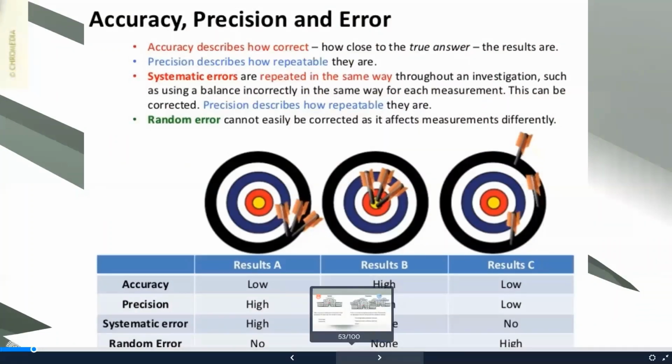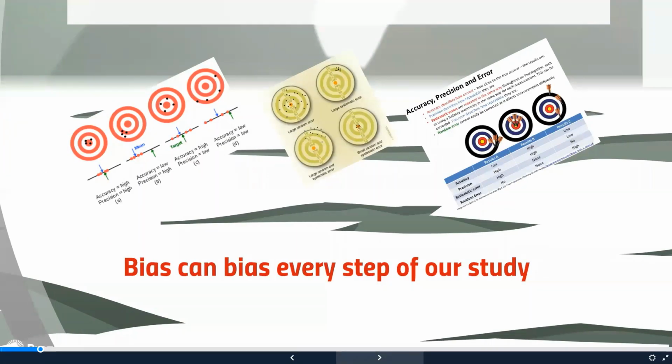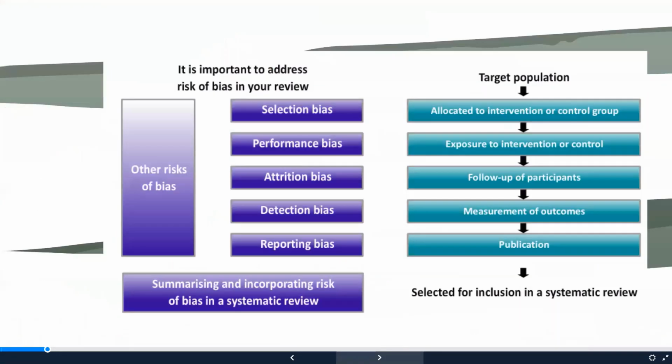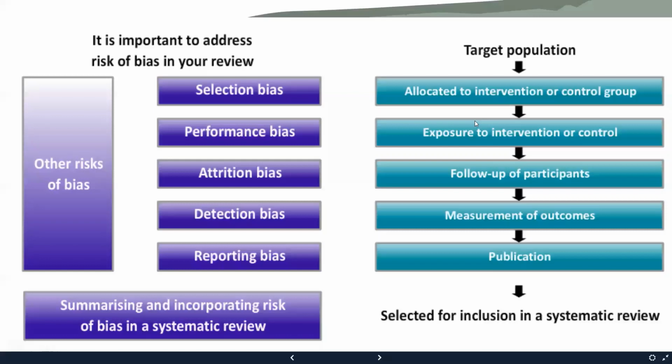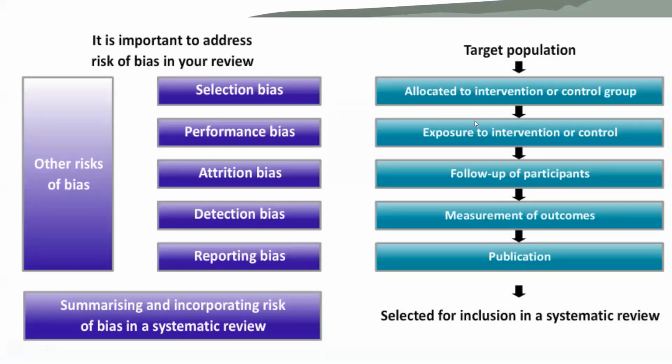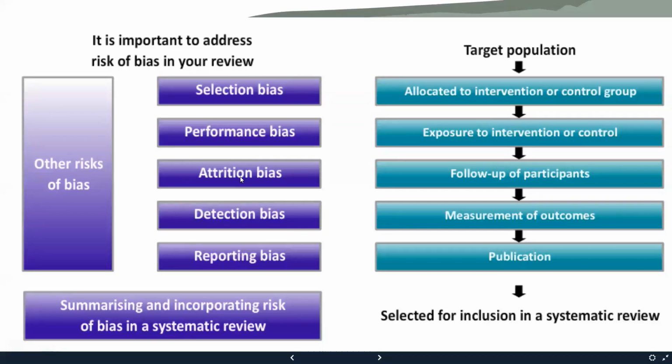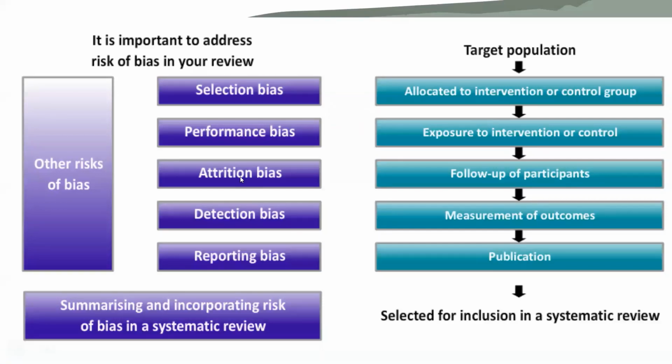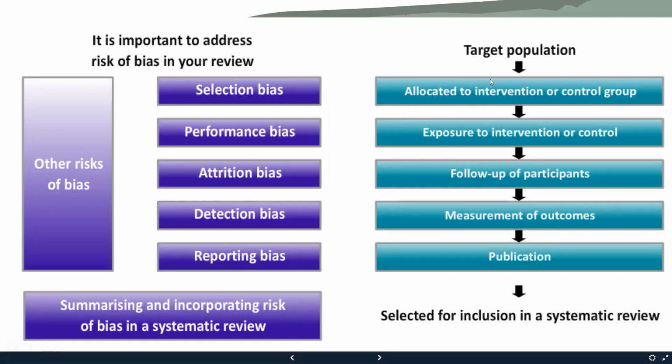Bias can bias every step of our study. If you can see here, I made a mistake in the first session. I said attrition bias. Well, I meant performance bias, and I'm really sorry for that because I didn't correct it right after that session. Okay, we will talk about the types of bias.